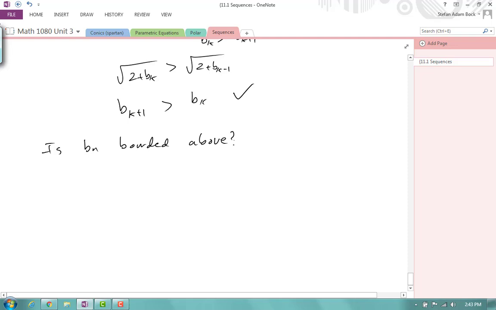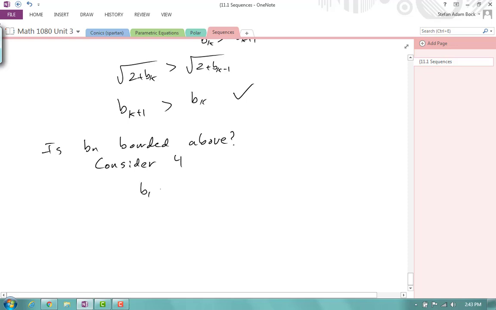I've actually checked that monotonic property twice, but now for bounded above, I'm going to exclusively need induction. I have no idea what this is going to converge to, but I can take a guess at what it's bounded above by, because I just have to try. So let's consider an upper bound of 4.